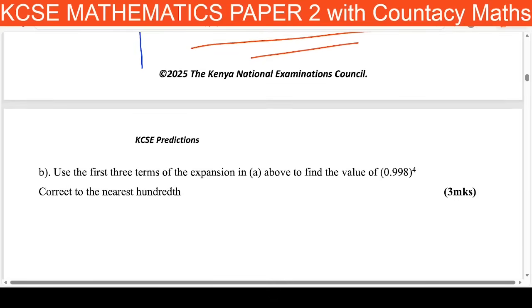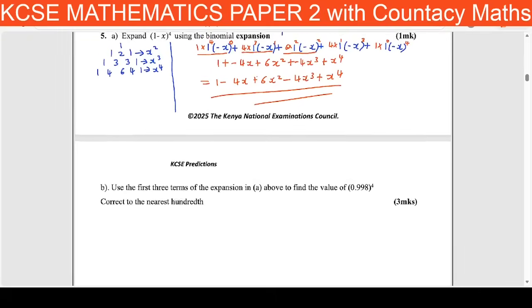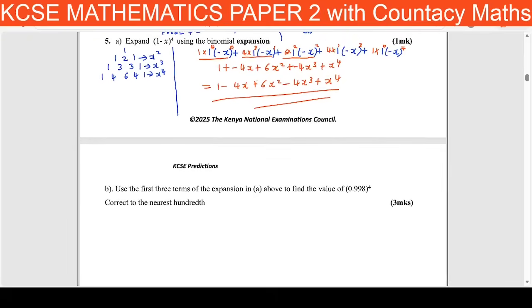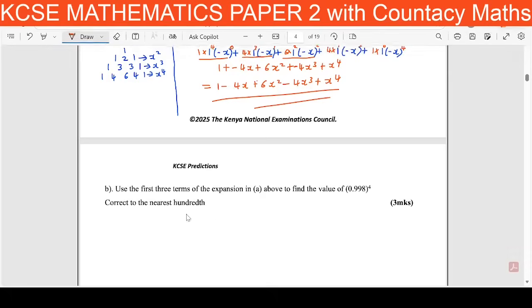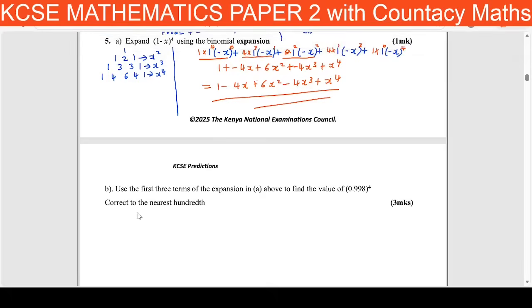So we are told to use the first 3 terms of the expansion in A above to find the value of 0.998 to the power 4. How should you really go about that? So you see this one, what we have here is 1 minus x to the power 4. This one is directly compared to this one. And this is what you do for all the questions that revolve around this, 0.998. So you should be able to get the value of x.